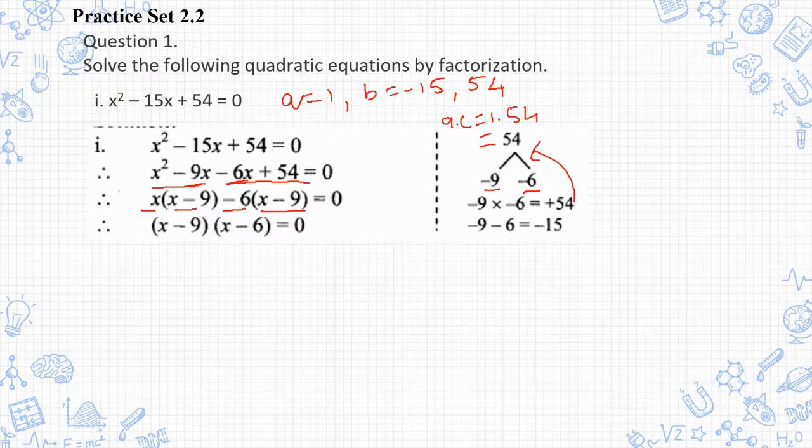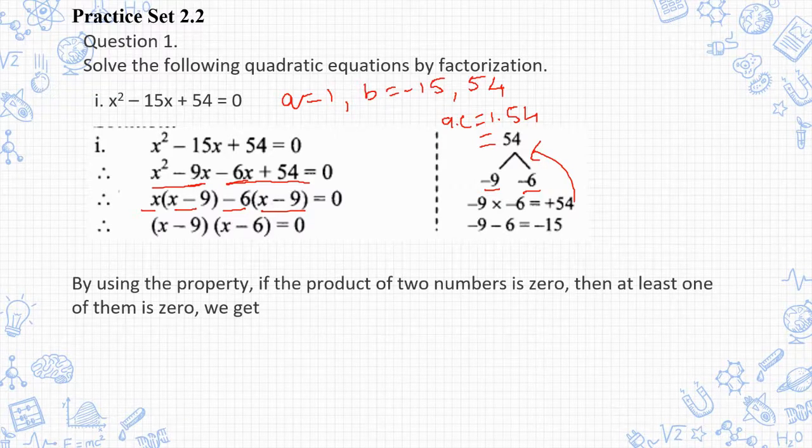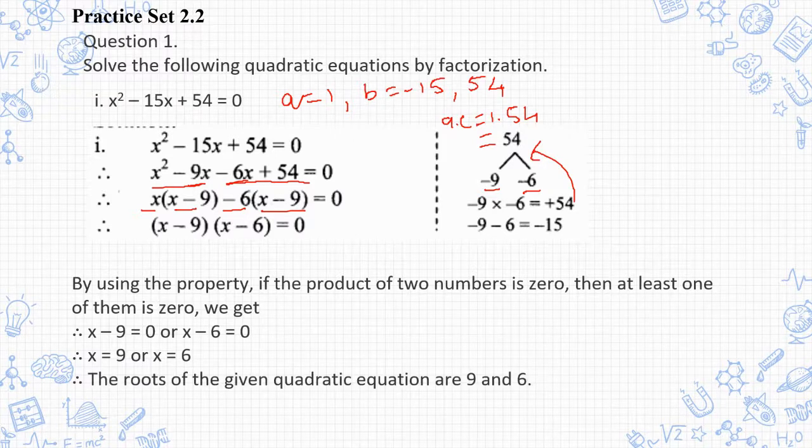So you get here two factors, x minus 9 and x minus 6 equal to 0. Now by using the property, if the product of two numbers is 0, then at least one of them is 0. So you can say either x minus 9 equal to 0 or x minus 6 equal to 0. In the first case, if you take minus 9 on the other side, you will get plus 9. And in the second one, if you take minus 6 on the other side, you will get plus 6. So you have either x is equal to 9 or x is equal to 6. So the roots of the given quadratic equation are 9 and 6.